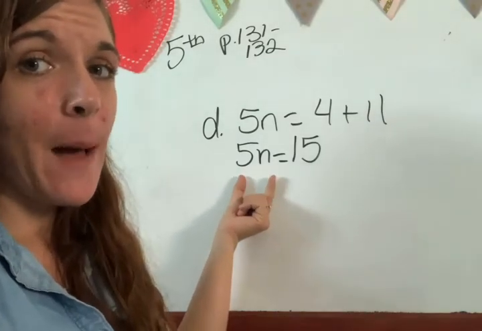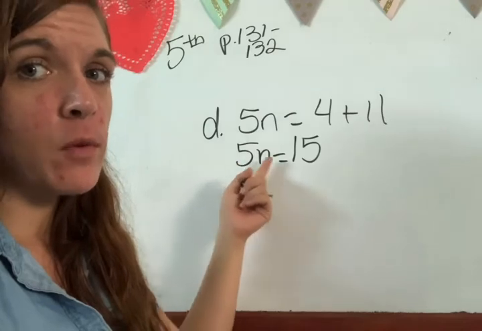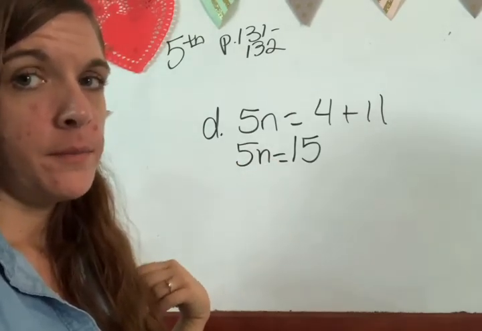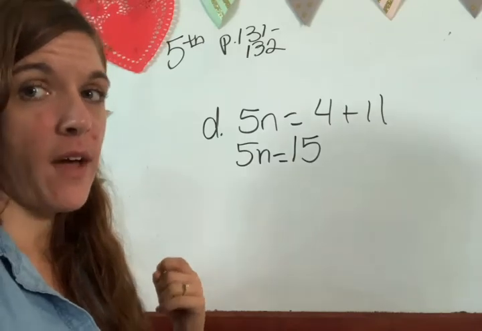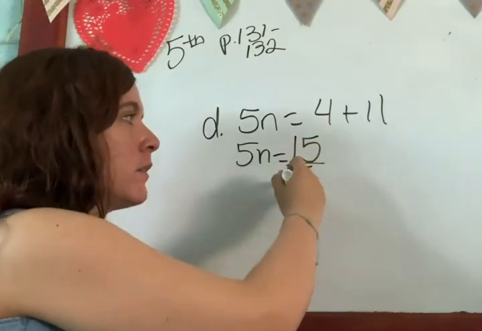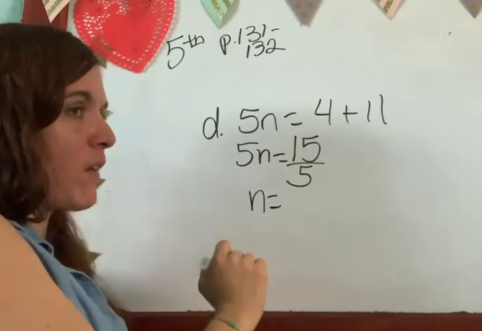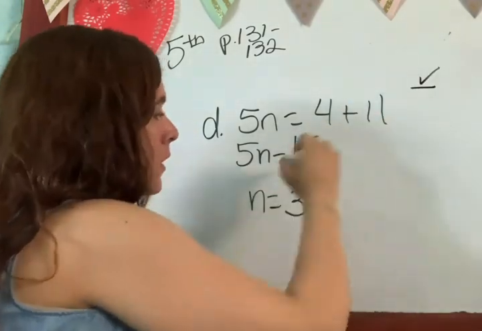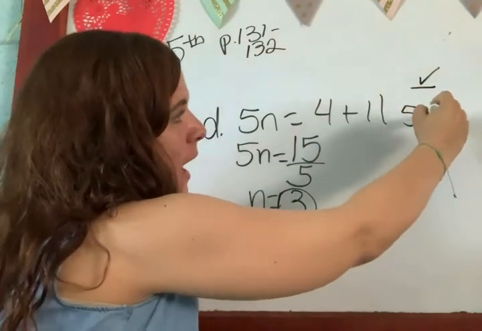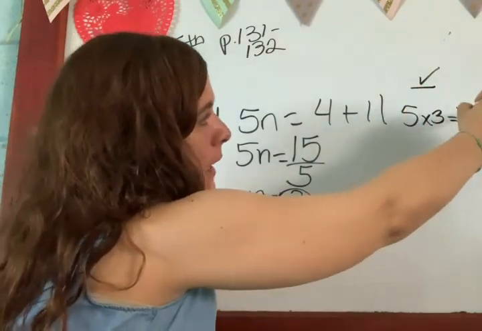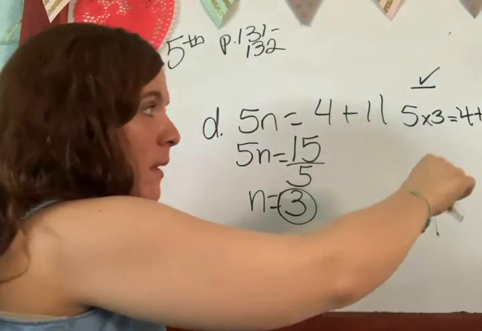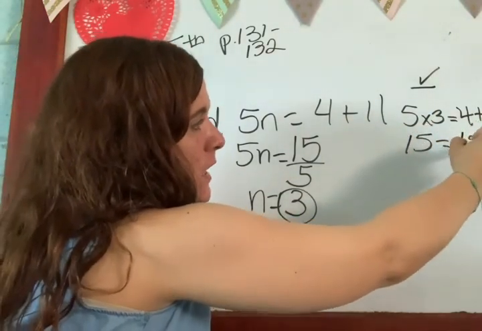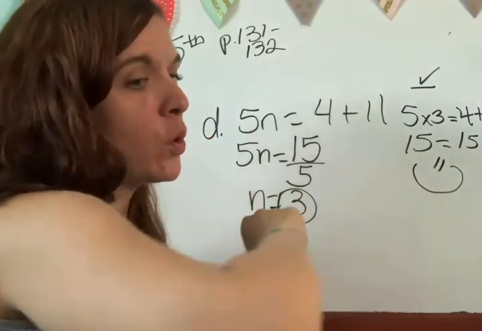So what's the opposite of multiplicar? The 5 is multiplicando with the n. What is the opposite? Divide. Okay, so we divide. 5. N equals, what's 15 divided by 5? Do we know? 3. Okay, let's check it. 5 times 3, because I told you it was multiplicar, equals 4 plus 11. What's 5 times 3, Mario? 15. What's 4 plus 11, Safir? 15. Oh, happy days. We are right.